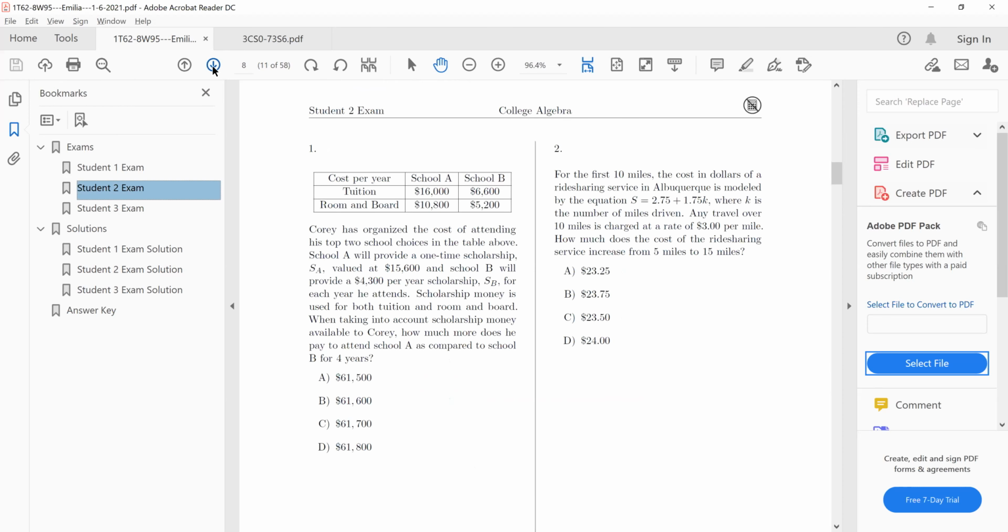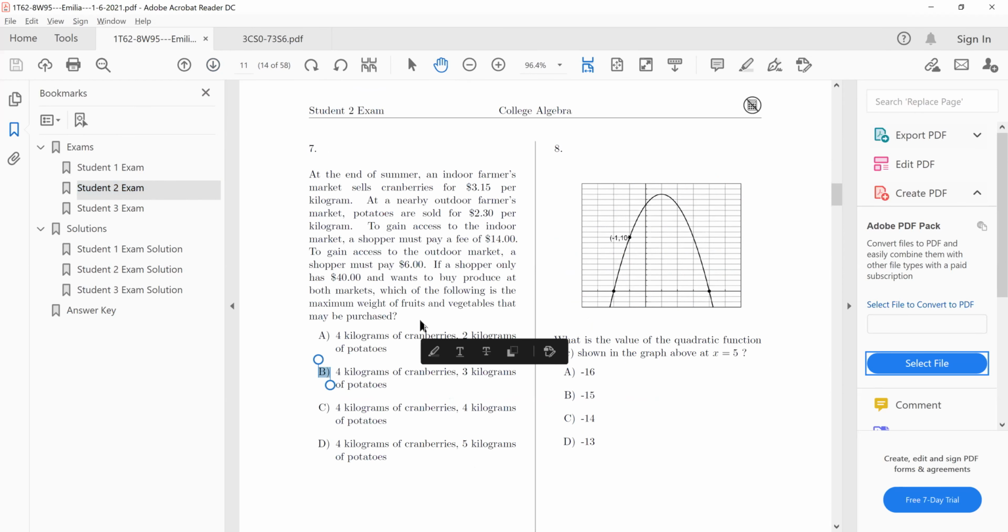So let me see if I can find another question here. Looks like number 7 is one that we have not done yet, so let me grab that.